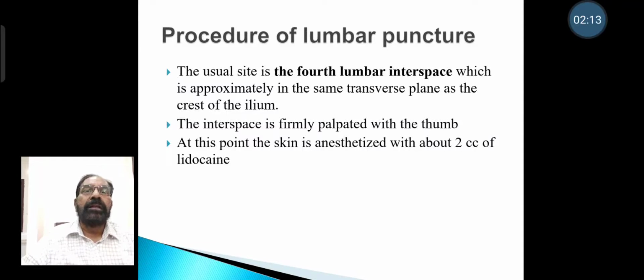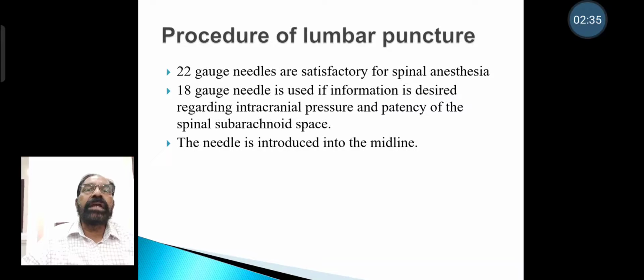Procedure. The usual site of puncture is the fourth lumbar interspace, which is approximately in the same transverse plane as the crest of the ilium. The interspace is firmly palpated with the thumb. At this point, the skin is anesthetized with about 2 cc of lignocaine. A 22 gauge needle is satisfactory for spinal anesthesia. An 18 gauge needle is used if information is desired regarding intracranial pressure and patency of the spinal subarachnoid space.